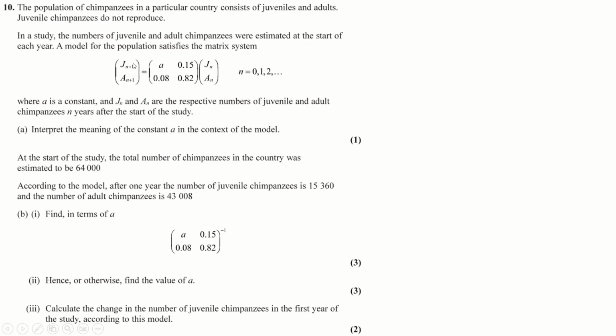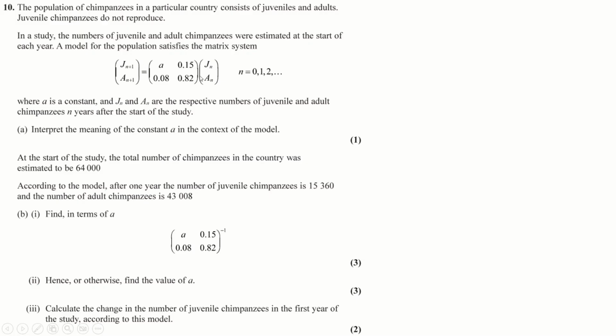Now look at this very carefully. The new number of juvenile chimps is A lots of the old number plus this amount of the adults. So I think what's happening here is this proportion here tells us how many of the adults have made new young chimplings, or whatever they're called.